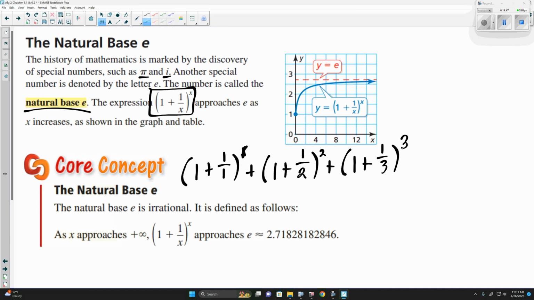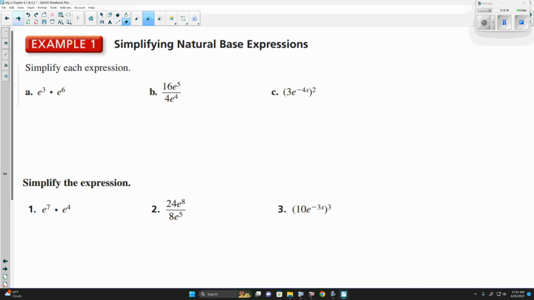As we increase going along this line, each of these values gets closer and closer to the value of e, and it'll approach 2.71828182846 and going on. A non-repeating, non-terminating decimal is e. Now, e does work like a variable in most cases.